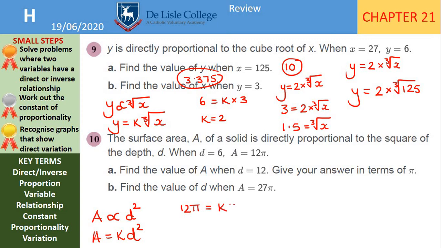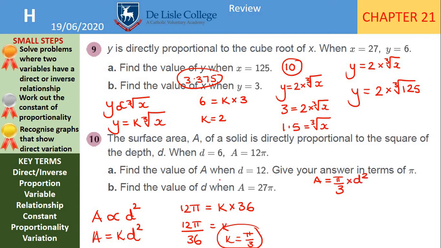and D with 6. Well, 6 squared is 36. So then to get k will be 12 pi divided by 36, and 12 over 36 is equal to a third. So k is equal to pi over 3, or a third pi. So putting that back into my formula, I get that A is equal to pi over 3 multiplied by D squared.